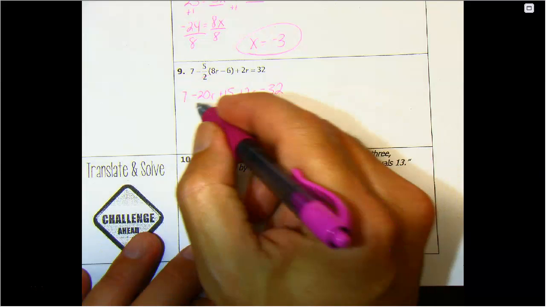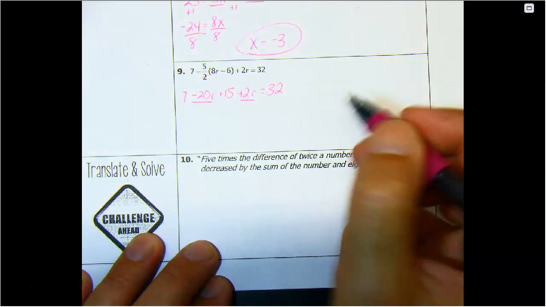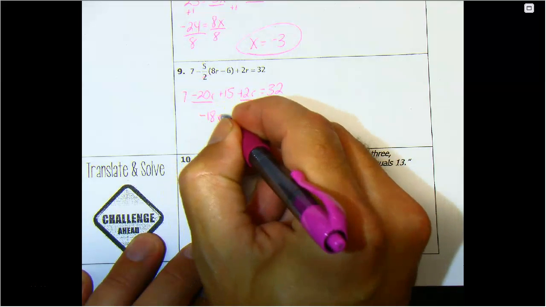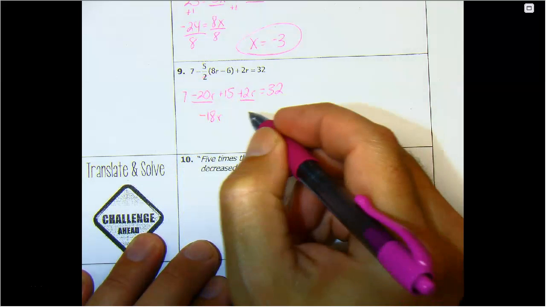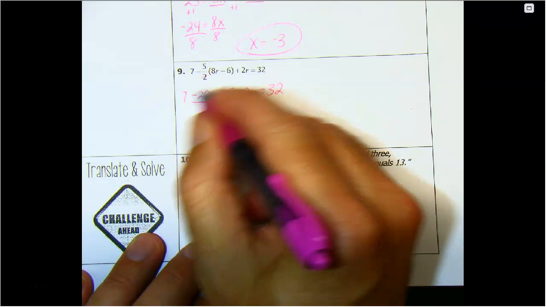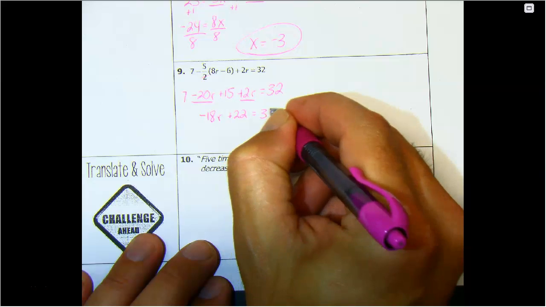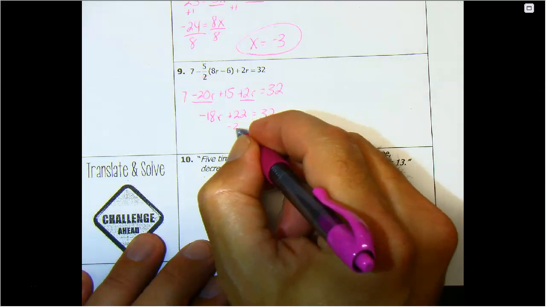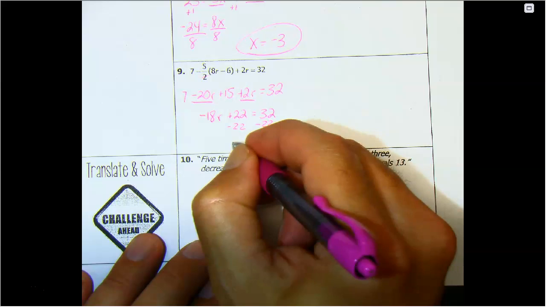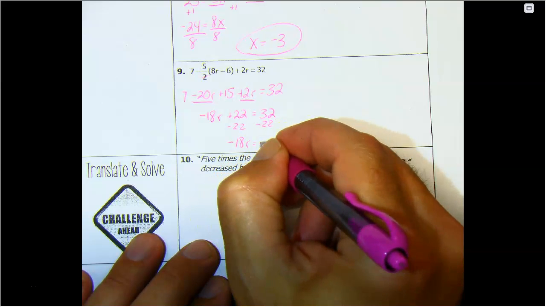Like terms, -20 and positive 2 give me a -18r. Since I have two constants on this side, I'll go ahead and put those together now. I've got a 22. I need to subtract the 22 over. So -18r is equal to 10.